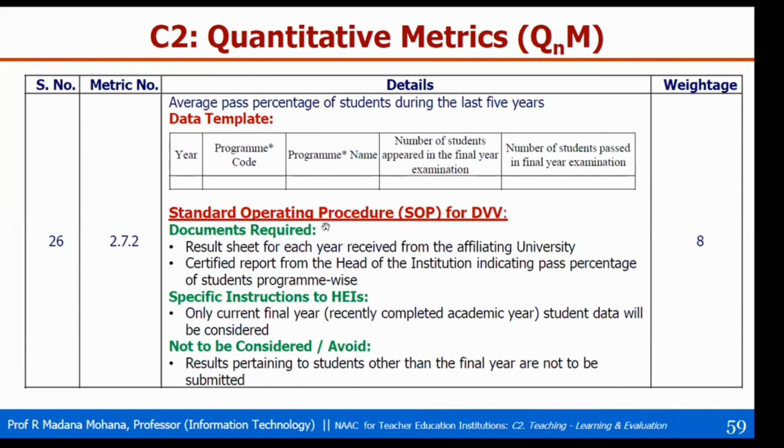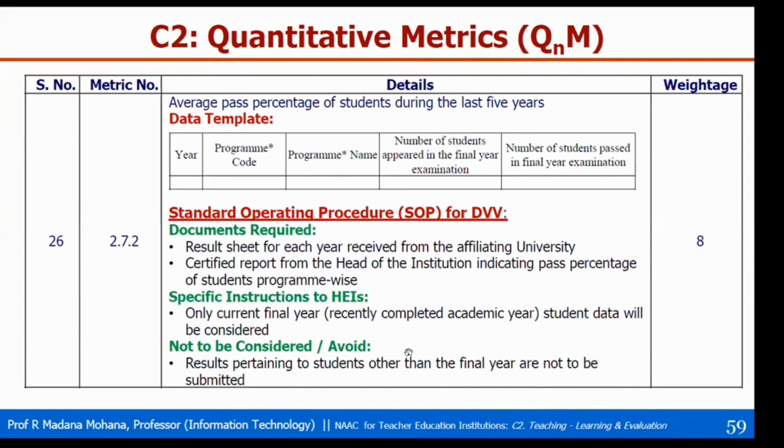Then as per the SOP, documents required: result sheet for each year received from the affiliating university. The result sheet you need to maintain. Then a certified report from the head of the institution indicating pass percentage of students program-wise. One certificate you have to provide, with the results statistics in summary format. Then a specific instruction needs to be followed. Only the current final year, recently completed academic year student data will be considered. But in the table, last 5 years' data is required. For verification, they will consider the latest completed year.